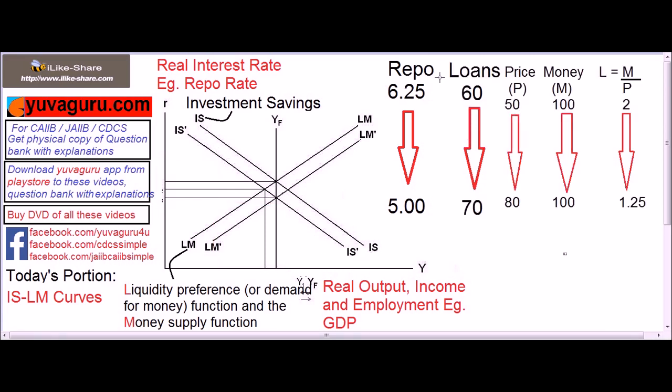Now same example, LM curve. Repo reduces from 6.25 to 5, so the loans increase.